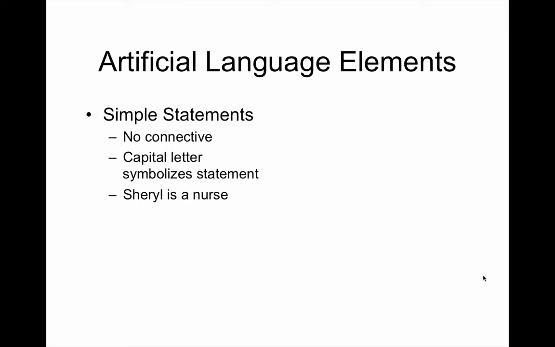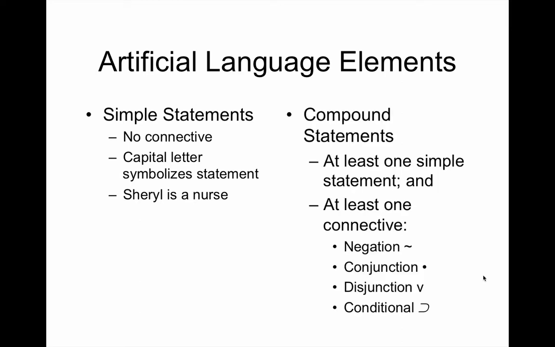All right, another element is the compound statement. And the compound statement consists of at least one simple statement and at least one connective. Our connectives are 5 in number, but we're only going to use 4, sorry about that. And they are negation, conjunction, disjunction, and conditional.